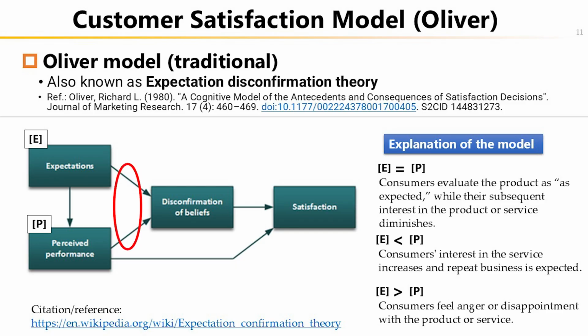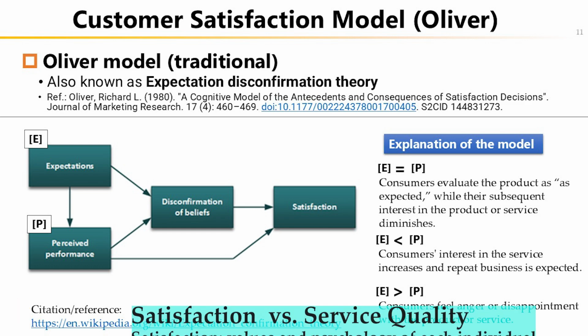In the Oliver model, it is said that the difference between the E and the P is influenced by the customer's values and psychology, and this is represented by the disconfirmation of beliefs in the diagram. Comparing the disconfirmation of beliefs with P produces satisfaction in the diagram. For more details on this model, please see the references shown in this page.